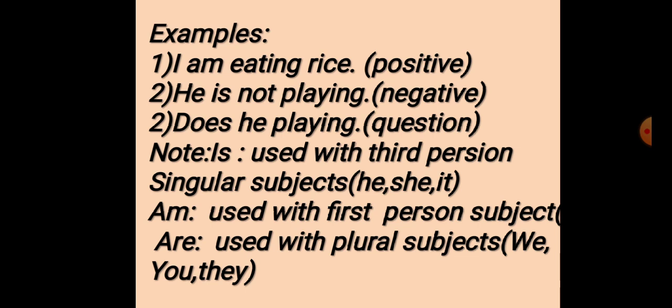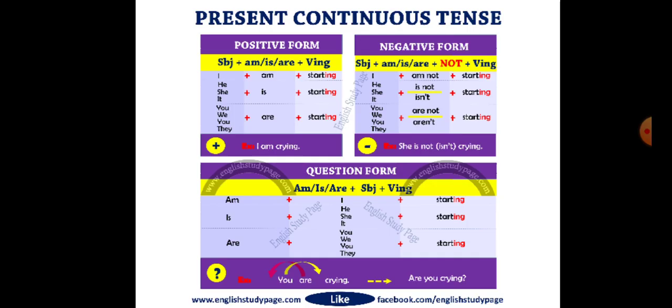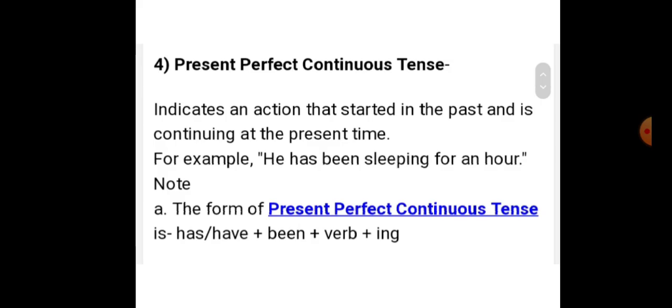Is is used with third person singular subjects he, she, or it. Am is used with the first person subject I. Are is used with plural subjects we, you, or they. This is the positive, negative, and question structure of the present continuous tense. All structures have been given here. You will see this later.